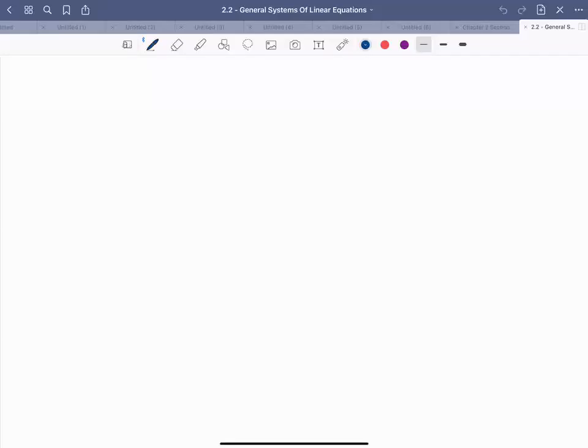Now we're going to move into Chapter 2, Section 2, and it's General Systems of Linear Equations. So the first thing we're going to do is define what we're going to really focus on, and that's called pivoting.